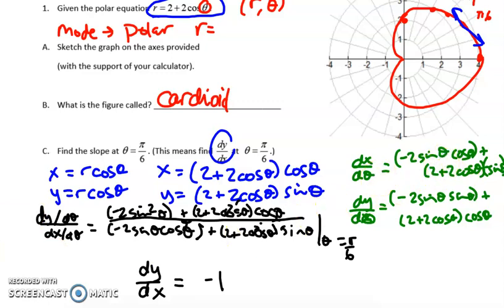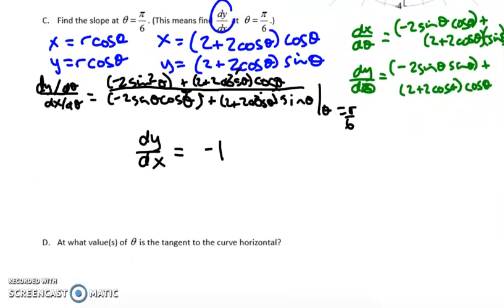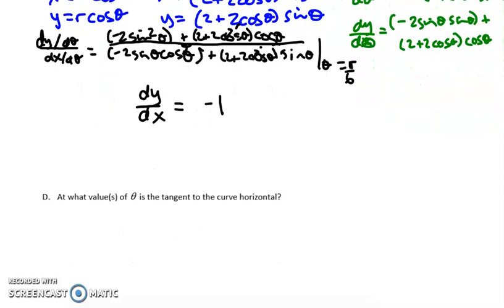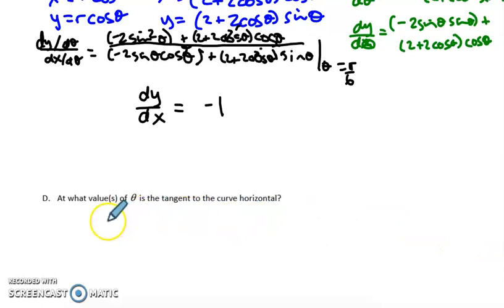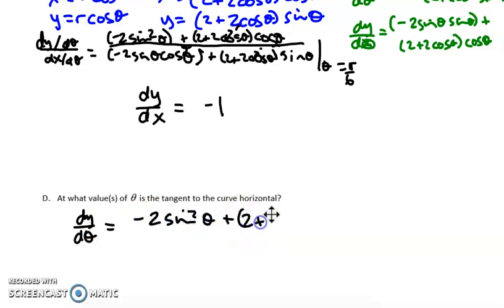Now, next problem, and the last one on this video, says, what value of theta is the tangent line to the curve horizontal? We have a horizontal tangent line whenever the numerator is equal to 0. In that case, the numerator is dy/d theta. So we need to take dy/d theta, which was -2 sine squared theta, plus, and then 2 plus 2 cosine theta all times cosine theta. We need that to be equal to 0.